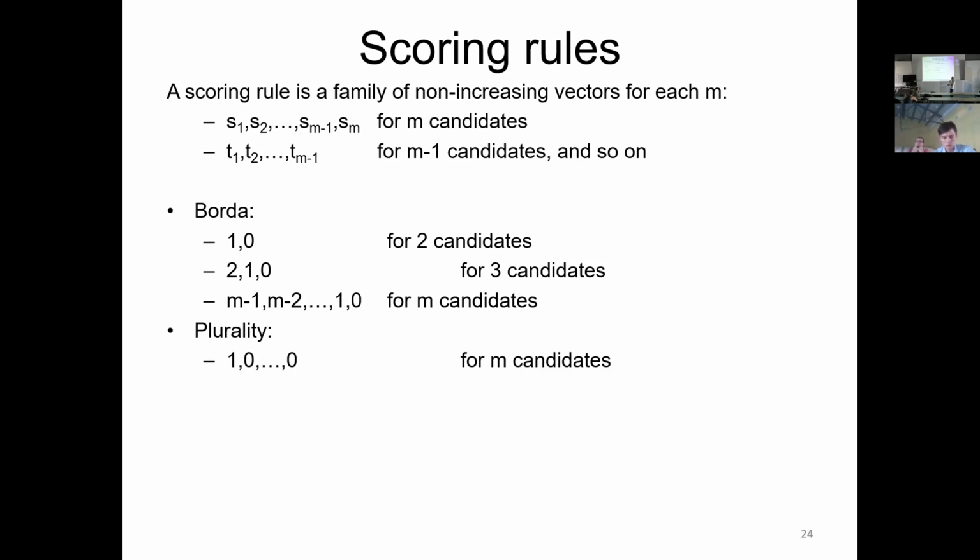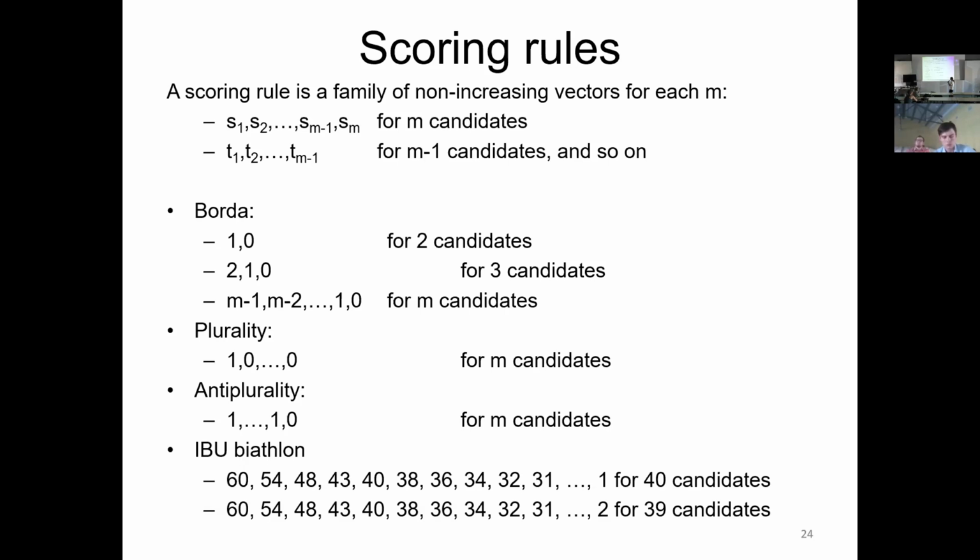Plurality consists of all vectors which start with 1 and end with zeros. Anti-plurality, all vectors which end with 0 and start with 1s. And the vectors used in actual sporting events almost always operate on the principle of truncation. So if we use this vector for 40 candidates, but only 39 arrive, we just cut it off and use the first 39 elements of the vector.